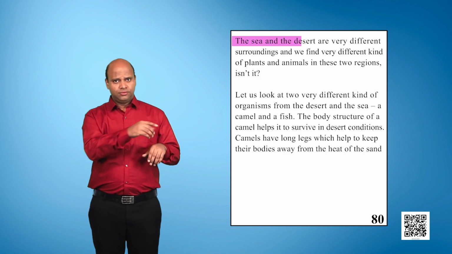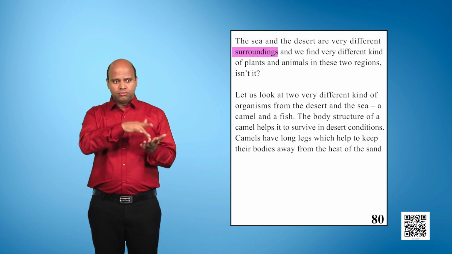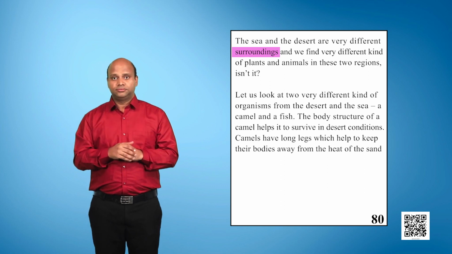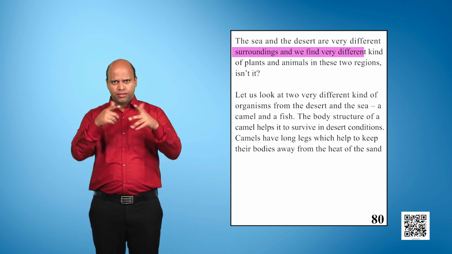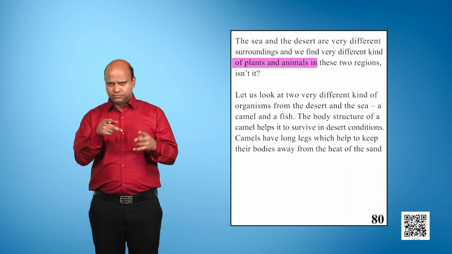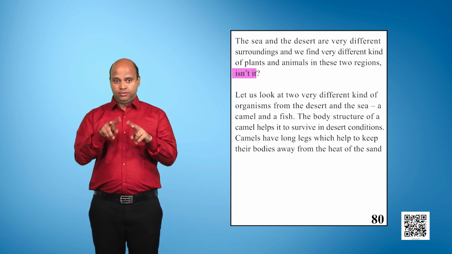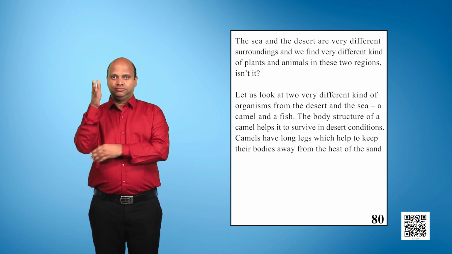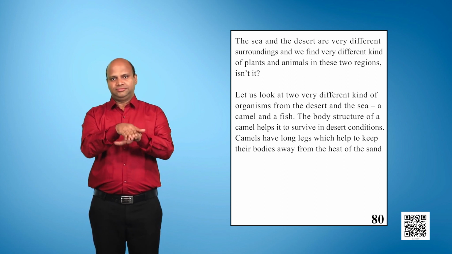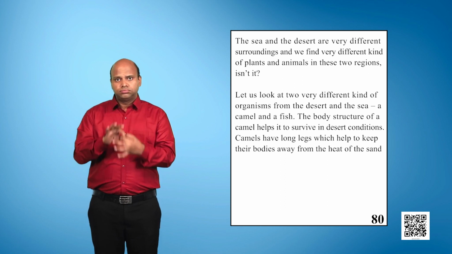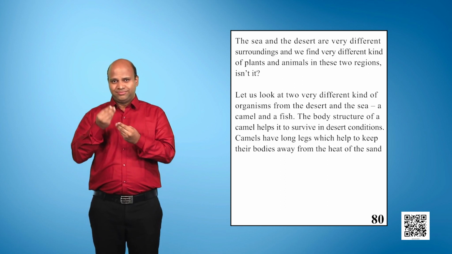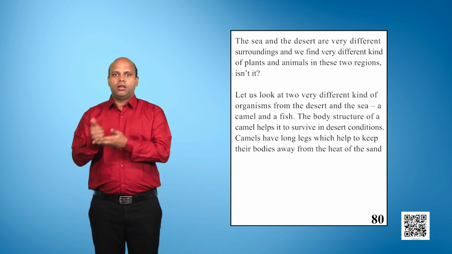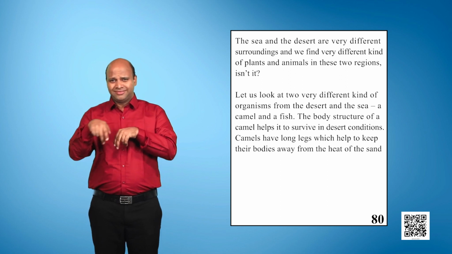The sea and the desert are very different surroundings. And we find very different kinds of plants and animals in these 2 regions, isn't it? Let us look at 2 very different kinds of organisms from the desert and the sea: a camel and a fish. The body structure of a camel helps it to survive in desert conditions.